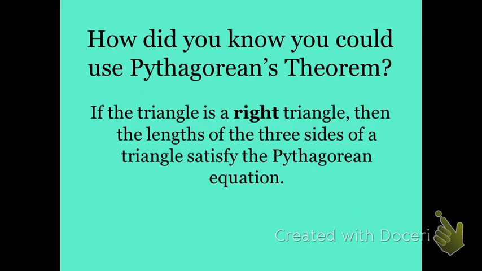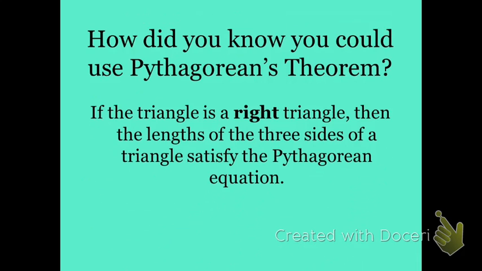Well, the reason why is because the triangle in question, which was formed by the first base line, the line from first to second base, and the line from home plate to second base, formed a right triangle. And the Pythagorean theorem says if the triangle is a right triangle, then the lengths of the three sides of the triangle satisfy the Pythagorean equation, a squared plus b squared equals c squared. So that's an example of a conditional statement where you have a hypothesis, if the triangle is a right triangle, which if that's true, then you can assume the conclusion that the lengths of the three sides of the triangle satisfy the Pythagorean equation, a squared plus b squared equals c squared.